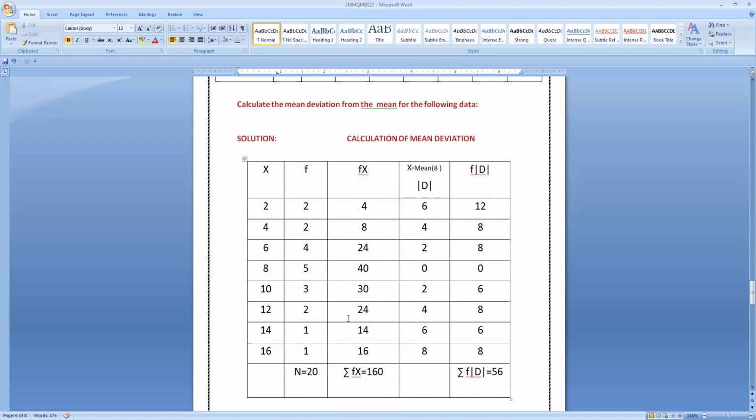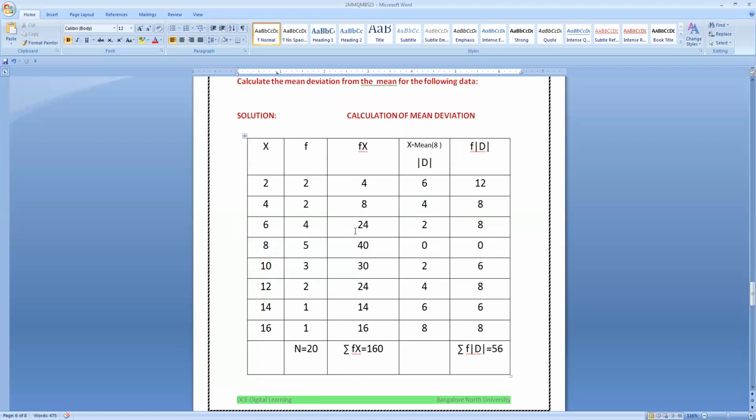In case of discrete series, the calculation of mean under the direct method is sigma fx by n. Now we have to go for calculating the f into x column. So f into x: 2 into 2 is 4, 4 into 2 is 8, 6 into 4 is 24, 5 8s are 40, 10 3s are 30, 12 2s are 24, 14 1s are 14 and 16 1s are 16. Let us total the fx column, that is sigma fx, it becomes 160. We have calculated the sigma fx.